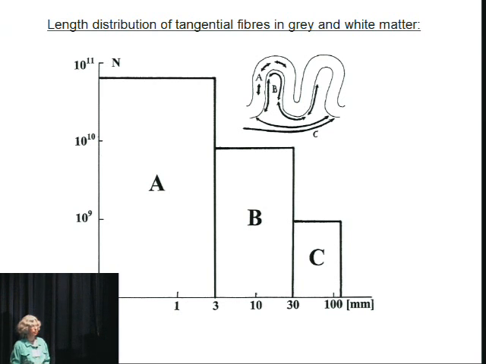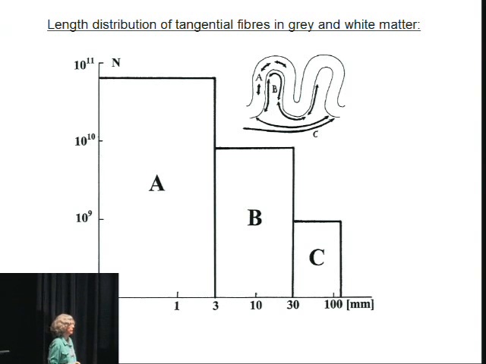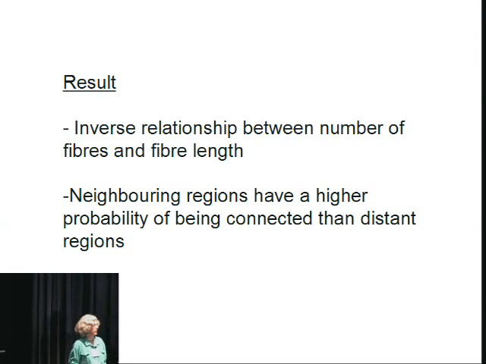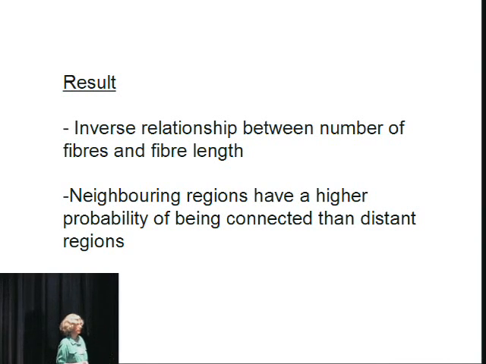contains all the rest, the fibers which run between not directly neighboring gyri but more distant ones, and all the other fibers, the long fibers which I just mentioned, and corpus callosum and so on. And you see, at least in case of this rough division, you get an inverse relationship between number of fibers and length of fibers, which means that neighboring regions have a considerably higher probability of being connected than distant regions.